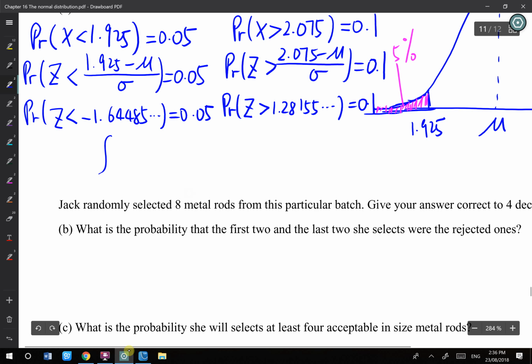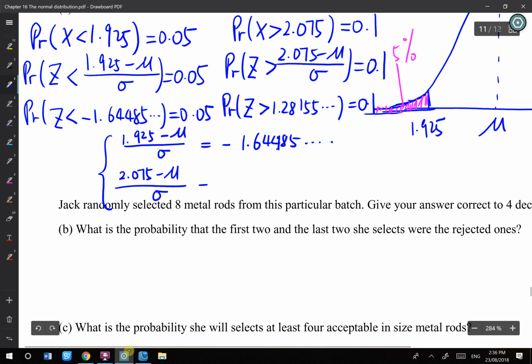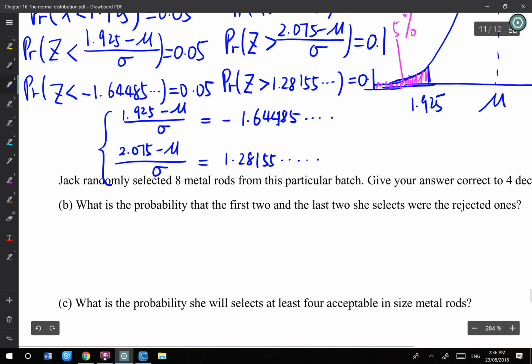So what I have now is the simultaneous equations. (1.925 minus mu) over sigma is minus 1.64485 something, and then (2.075 minus mu) over sigma equals 1.28155 something, and that's a linear simultaneous equation. I can just solve that by calculator. It's exactly the same as the previous question, but the difference is I need two areas, and one of the areas is greater than something. When you put it in the CAS, I need less than something. Less than something is 0.9, so I put 0.9 instead of 0.1.